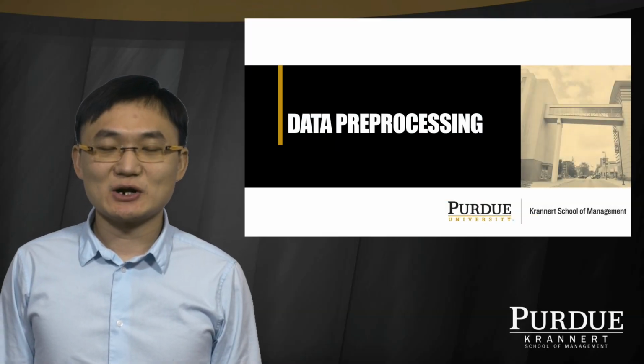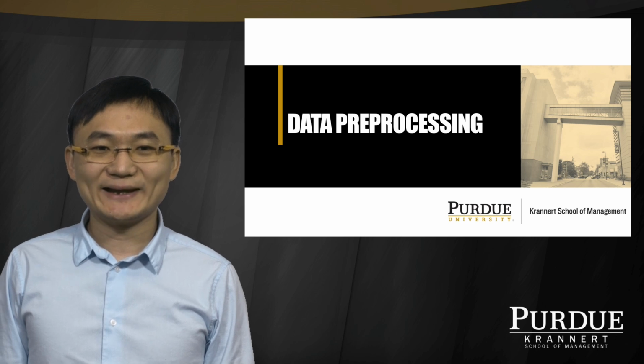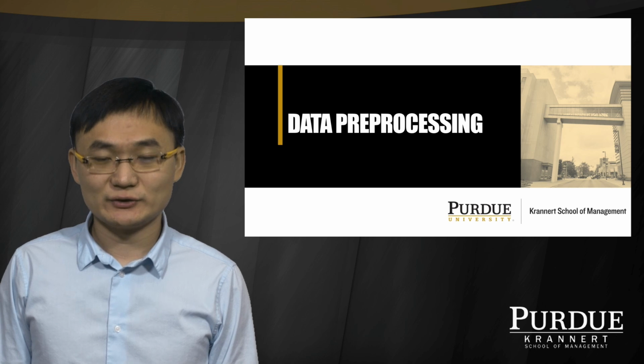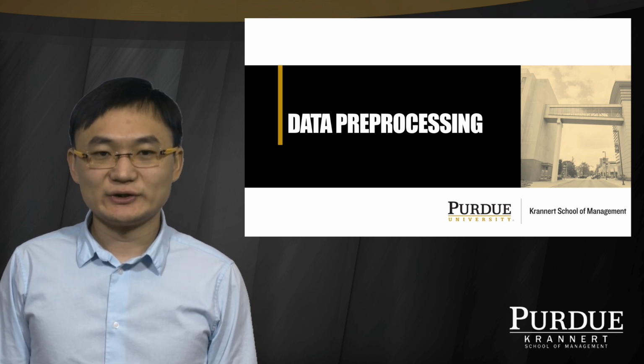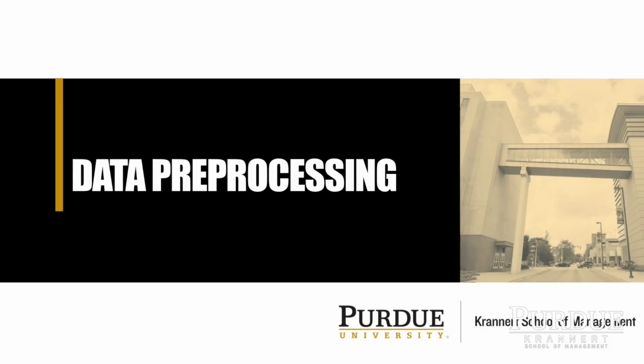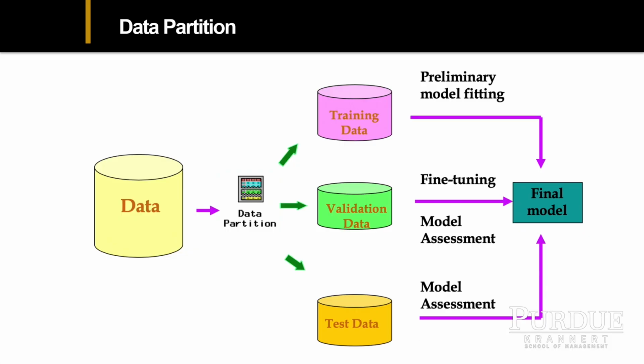So in this lecture, we will discuss another data reduction method. Basically, we want to partition your data into different components. And this is commonly used for the modeling parts. The idea of data partition is that for the original data set, we want to split data into training data, validation data, and test data.